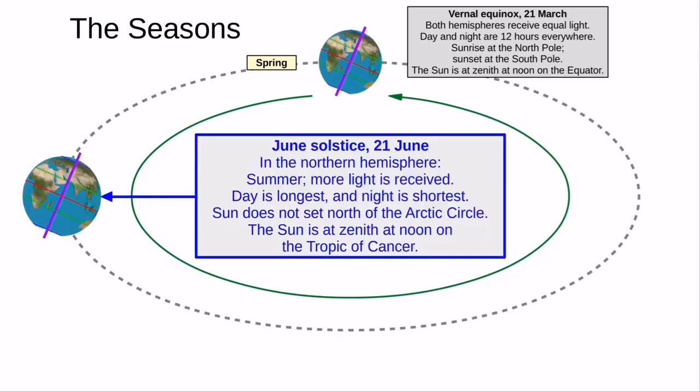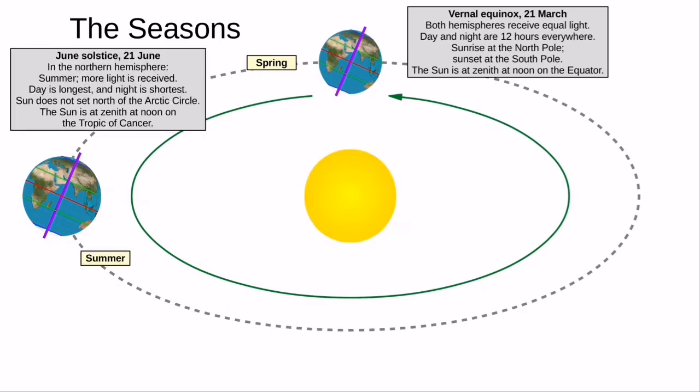In 3 months, on the 21st of June, it's the June solstice, or summer solstice in the north. We receive more light and have the longest day and shortest night of the year. The Sun doesn't set anywhere north of the Arctic Circle, and is at zenith at noon on the Tropic of Cancer. This marks the first day of summer.